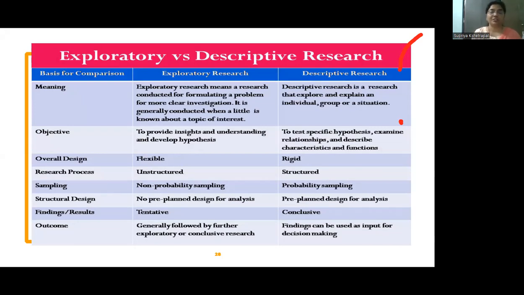whereas descriptive research में वैसा कुछ भी उसको trial and error नहीं कर सकते. You have to collect the data and from this data you have to find out the solution.